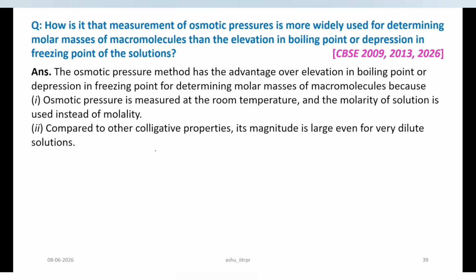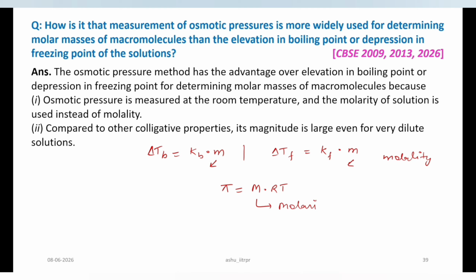So what is the difference? We have seen delta TB is what? KB into m. Delta TF is what? KF into m. But what is pi, osmotic pressure? That is MRT. So here we have a small m, molality. But in osmotic pressure, what we have? Molarity. So that is the difference. First difference: in other colligative properties, we use molality, whereas in osmotic pressure, we use molarity.